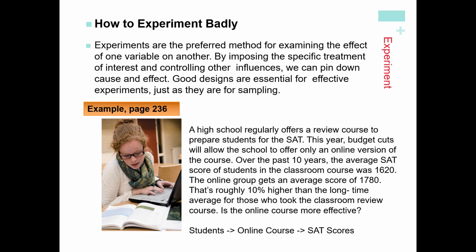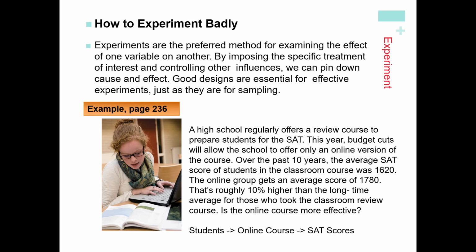Okay, so at first glance, it looks like the online course is more effective. I mean, you got 1780 versus 1620. That's better, right? However, I noticed some problems with this experiment. First of all, the online group has only been going for 1 year. So we've got 10 years of data that we're averaging out, that's a 1620, and then we have 1 year, which could be a fluke. Maybe this year's class is just very strong SAT takers. They get a 1780. So I think there's not enough data from the online group.